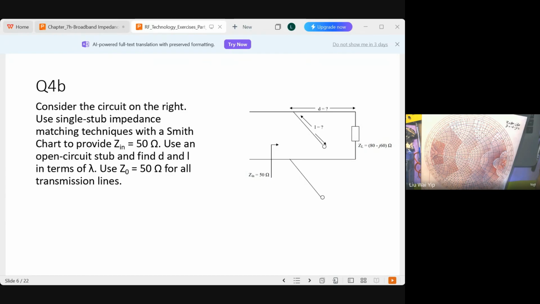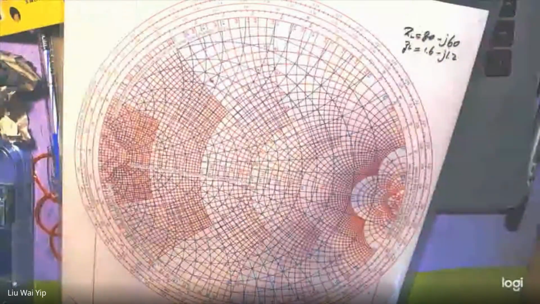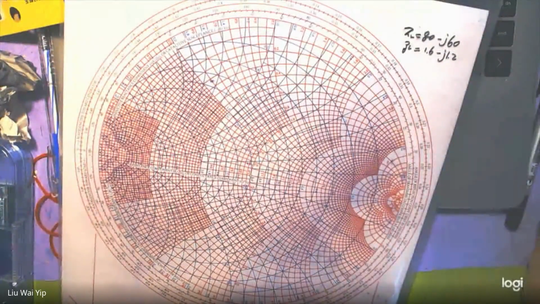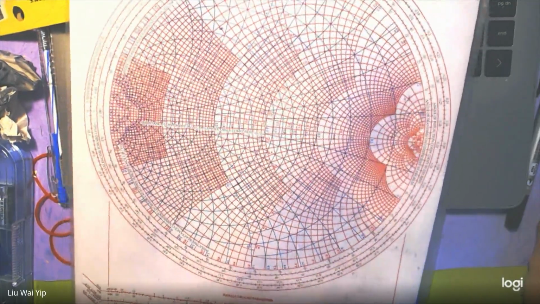Remember, in this kind of problem, most likely you will end up with more than one solution. Okay, so I'm going to stop the screen sharing and I will direct you to the Smith chart. So this is my Smith chart.